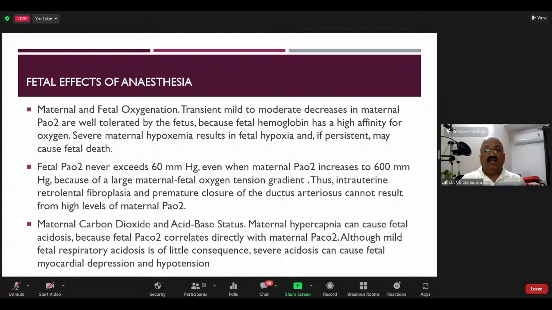Maternal carbon dioxide and acid-base status. Maternal hypercapnia can cause fetal acidosis because fetal PaCO2 correlates directly with the maternal PaCO2. Although mild fetal respiratory acidosis is of little consequence, severe acidosis can cause fetal myocardial depression and hypotension.